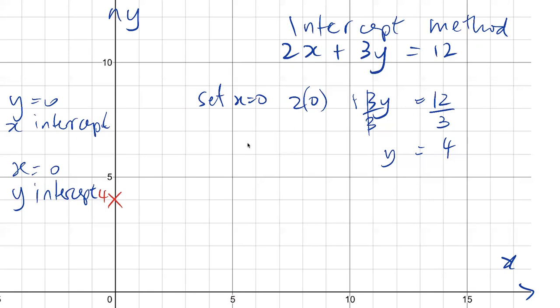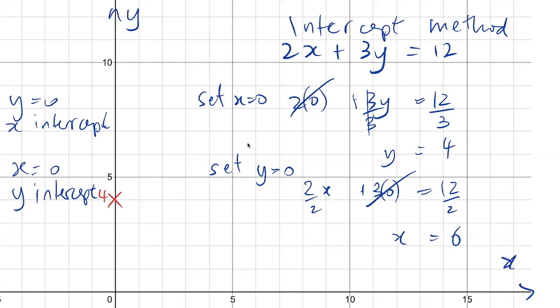Let's go ahead and now calculate the x-intercept. What we do there is set y equal to 0. So I get 2 times x plus 3 times 0 is equal to 12. Obviously 3 times 0 is nothing, in the same way that 2 times 0 was nothing, and I'm left with 2x is equal to 12. Dividing both sides by 2, we see x is equal to 6. So we found the y-intercept, 4, over there, and the x-intercept is now 6, so we can add that. And there it is, 6.